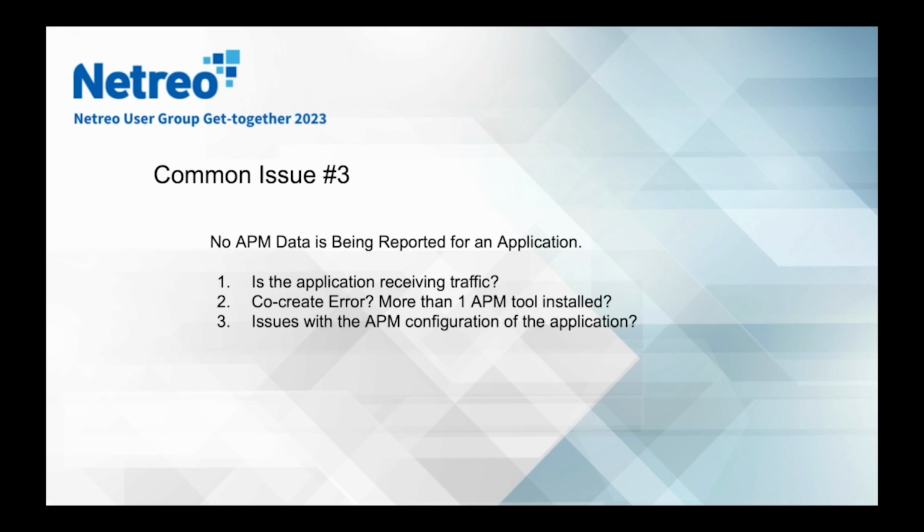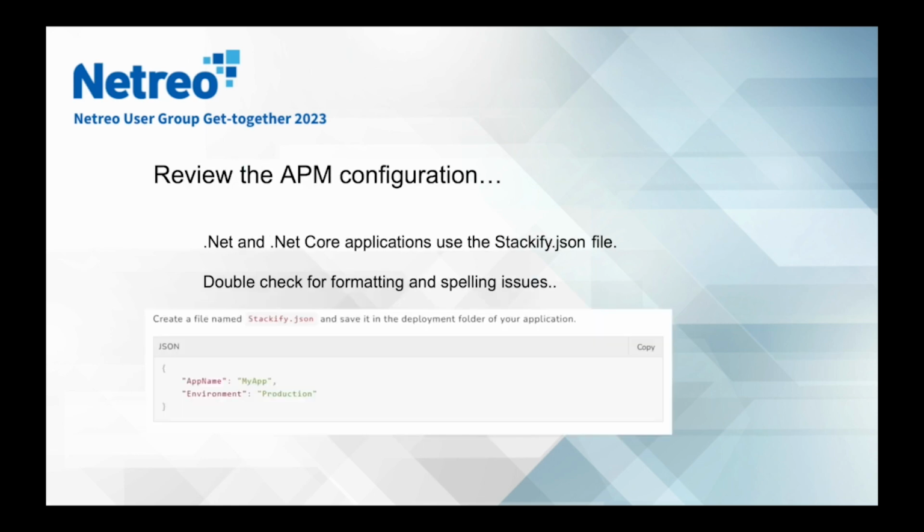Another common issue that may impact APM reporting is a missing or incorrectly formatted stackify.json file within the .NET application. The stackify.json file that we discussed earlier may not work due to improper formatting within the file itself. Be sure to check this file, including the formatting and all the contents of it, to ensure you haven't made any spelling or grammatical mistakes that could be breaking the file and stopping the APM reporting from working.